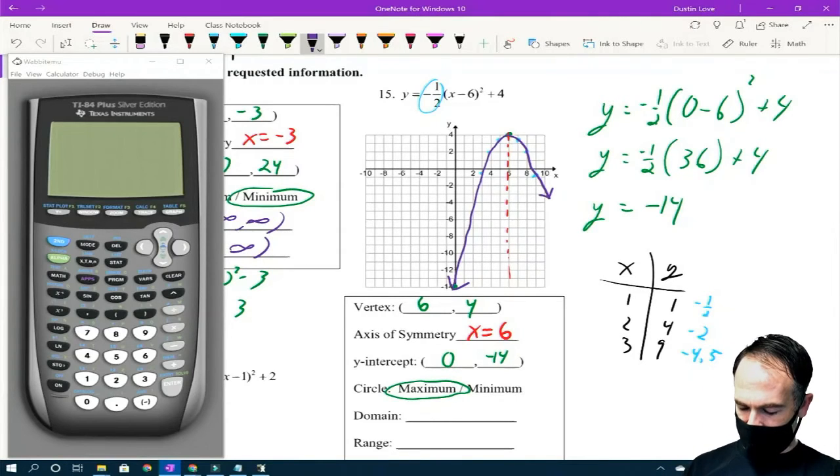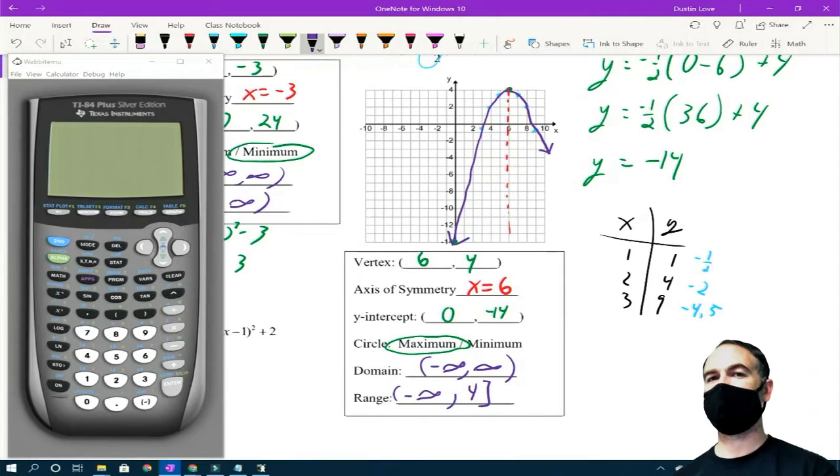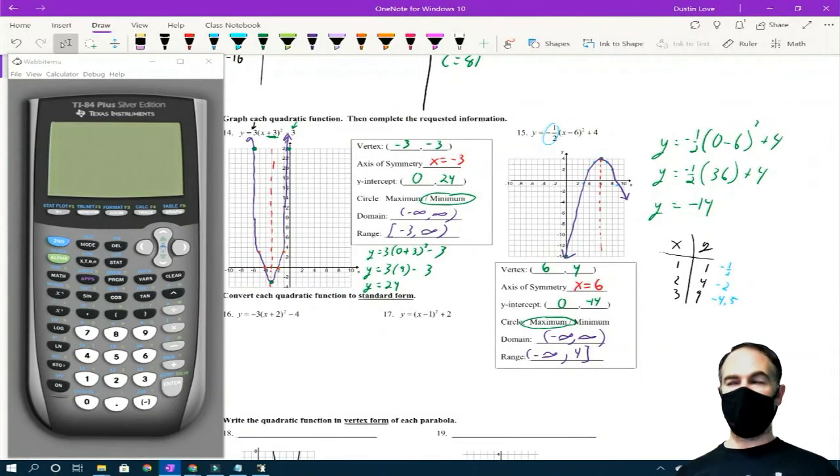All right, now domain. All real numbers. Range, the bottom side is negative infinity, the top is at 4. Okay, any questions graphing from vertex form?